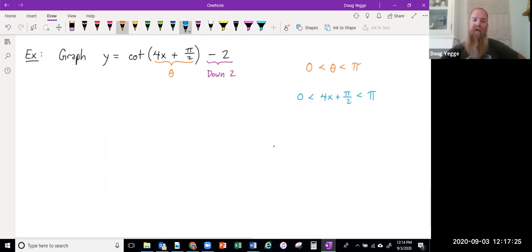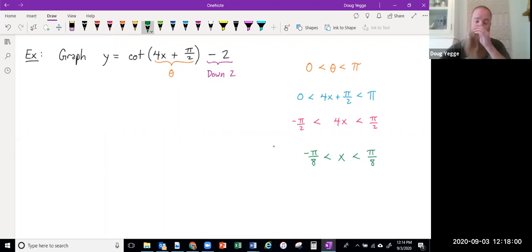So this is where we can now subtract pi over 2 from both sides. If I subtract pi over 2 from 0, I get negative pi over 2. If I subtract pi over 2 from pi, I get pi over 2. If I now recognize that when I've subtracted pi over 2, I'm still left with 4x in the middle, I now have to divide by 4. And that gives me that my x coordinates for my asymptotes are now going to be negative pi over 8 and pi over 8.